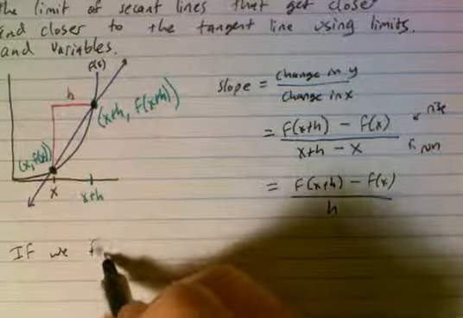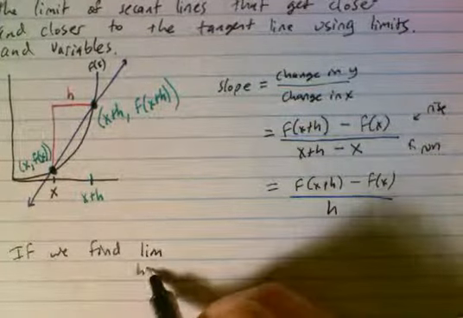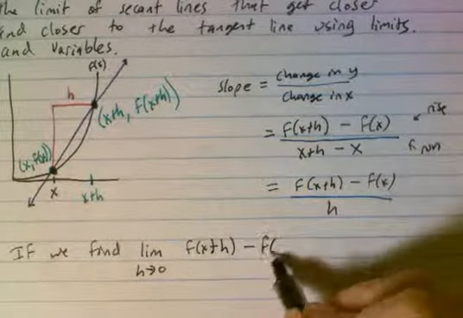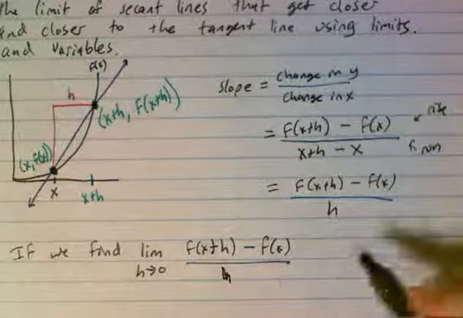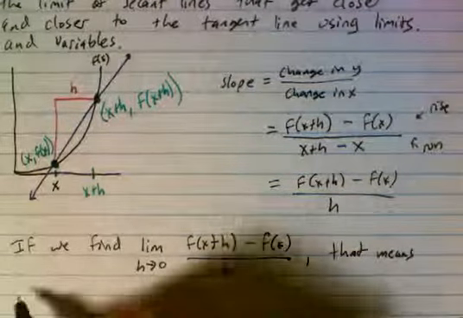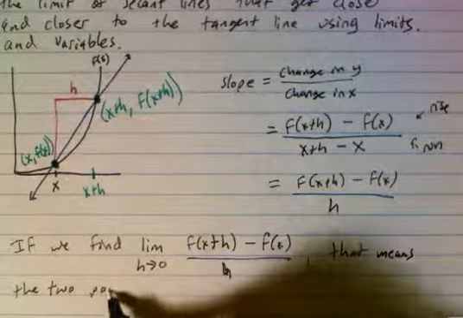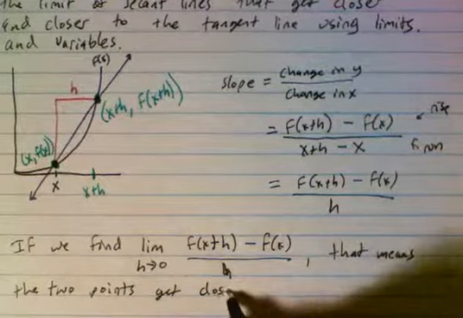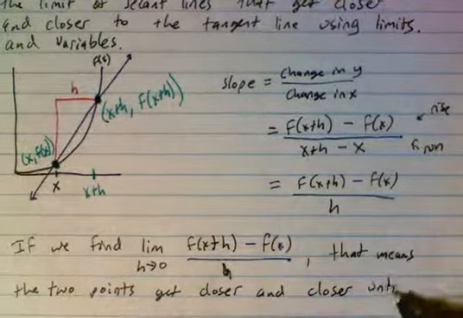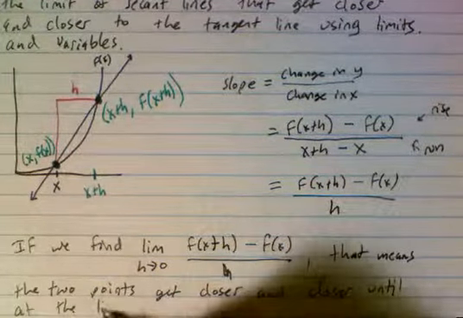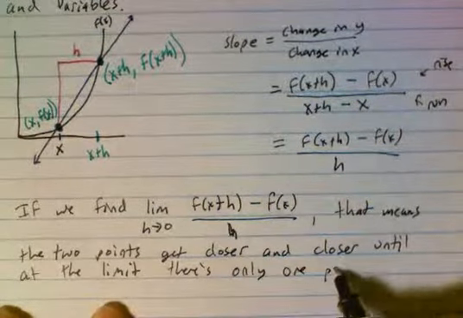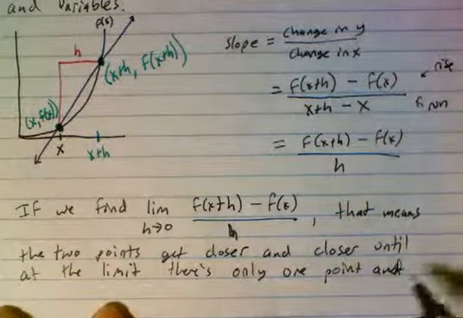If we find the limit as h approaches 0 of this, that means the 2 points get closer and closer until at the limit there's only 1 point and the line tangent to it.